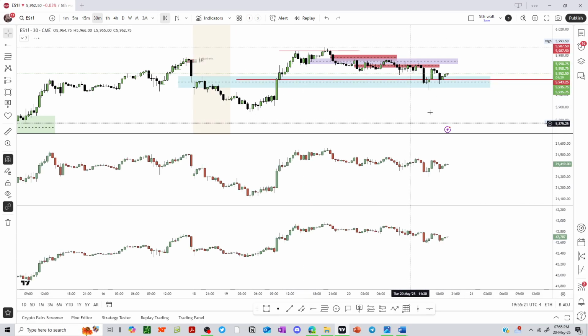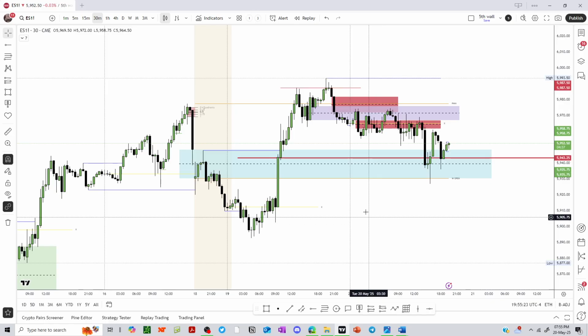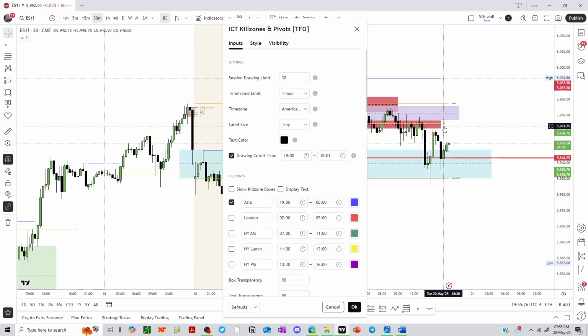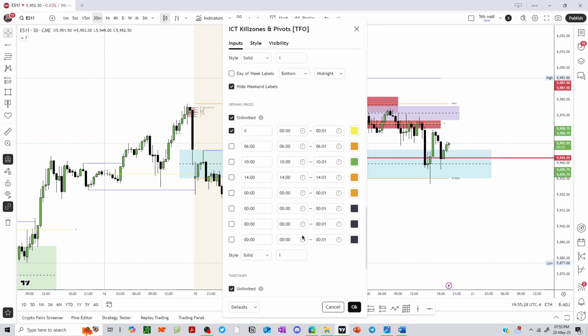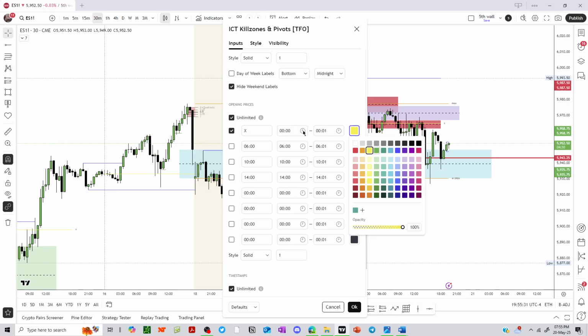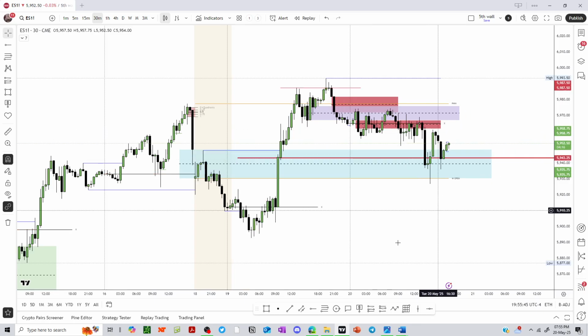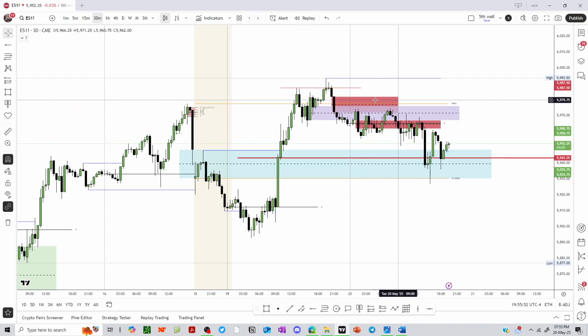So we also, this X here is the, let me see here. I thought I changed the color. Let's change the color. This is the midnight open, by the way. All right, so that's the midnight open. So if you're expecting shorts, you want to get in above the midnight open. Also, like you mentioned, discount.